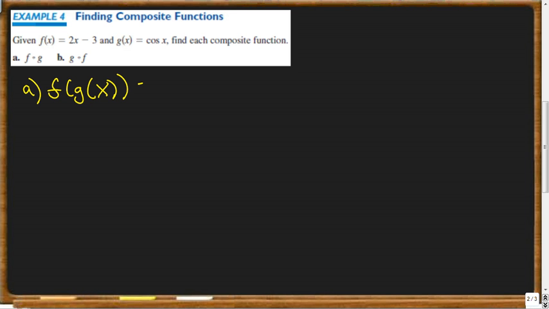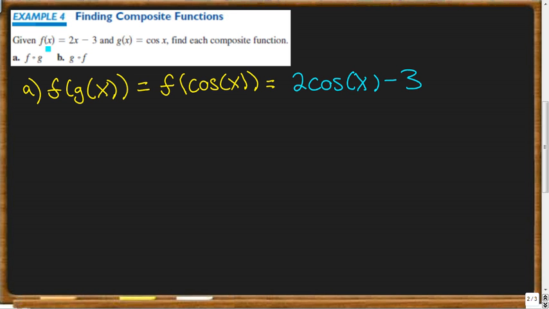So this is going to equal f of cosine of x, which is the same thing as 2 times the cosine of x minus 3. Because f tells us to double whatever we plug in and subtract 3 from it. So we doubled cosine and subtracted 3 from it.